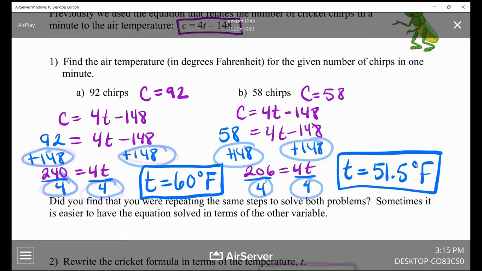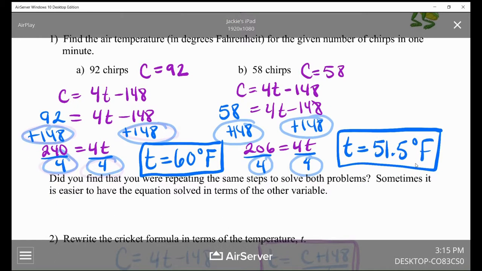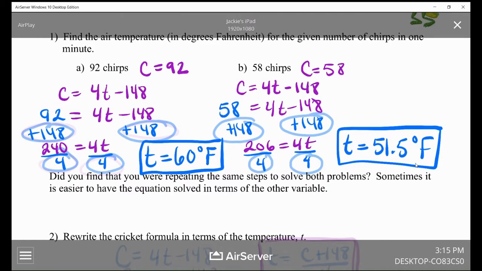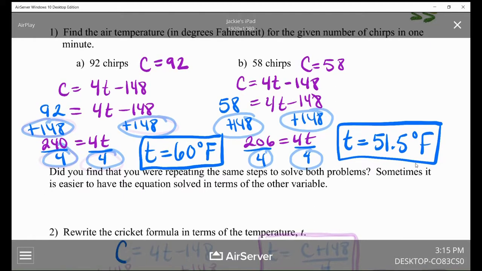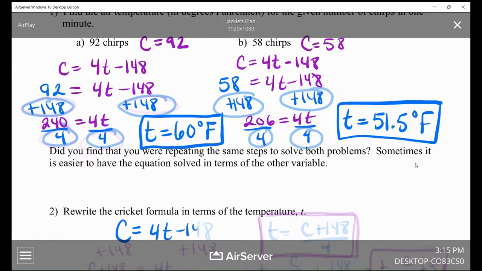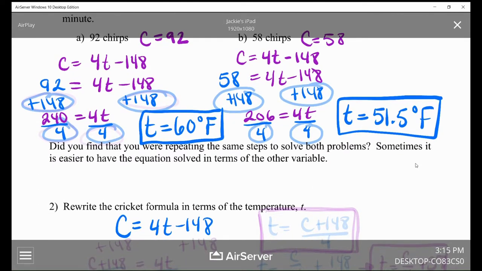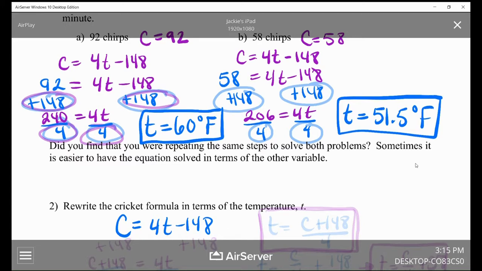So let's give that a try. Let's rewrite the cricket formula in terms of the temperature T. In other words, we are going to take the formula, the same steps we used to solve for T before. We're going to add 148 and divide by 4. And we're going to solve this formula for the variable T.